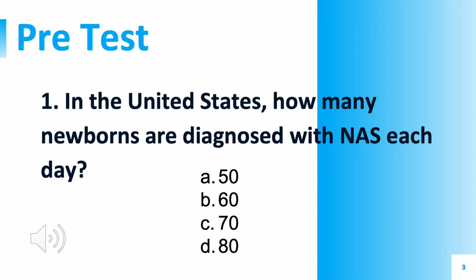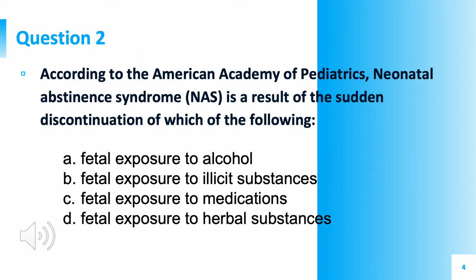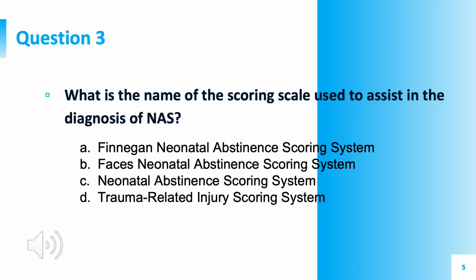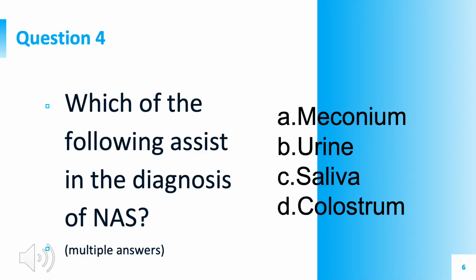Question 1 reads, in the United States, how many newborns are diagnosed with NAS each day? Question 2. According to the American Academy of Pediatrics, neonatal abstinence syndrome, referred to as NAS, is a result of the sudden discontinuation of which of the following? Question number 3. What is the name of the scoring scale used to assist in the diagnosis of NAS? Question 4. Which of the following assist in the diagnosis of NAS? There are multiple answers for this question. Please select which ones apply.